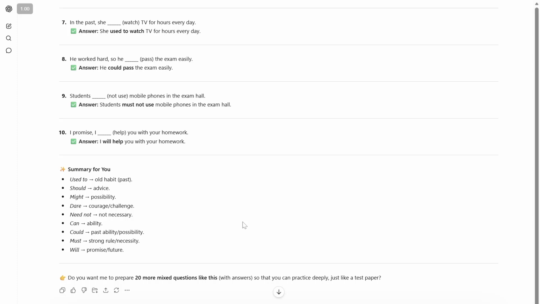Summary for you. Used to: old habit, past. Should: advice. Might: possibility. Dare: courage, challenge. Need not: not necessary. Can: ability. Could: past ability, possibility. Must: strong rule, necessity. Will: promise, future. Do you want me to prepare 20 more mixed questions like this with answers so that you can practice deeply just like a test paper?